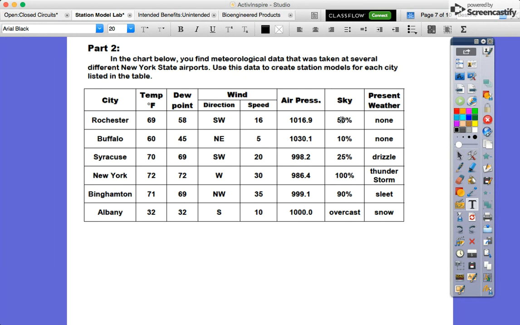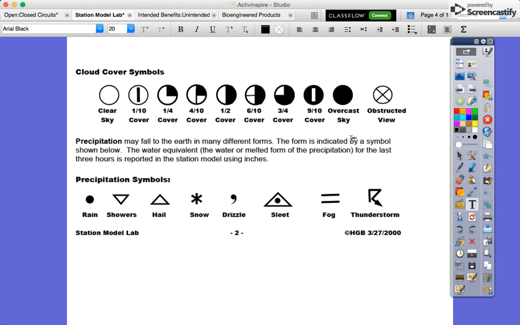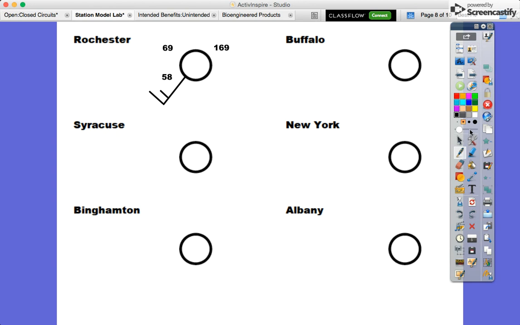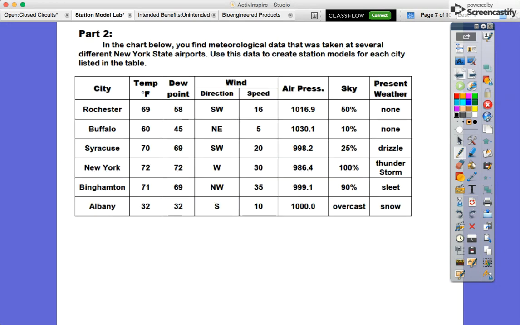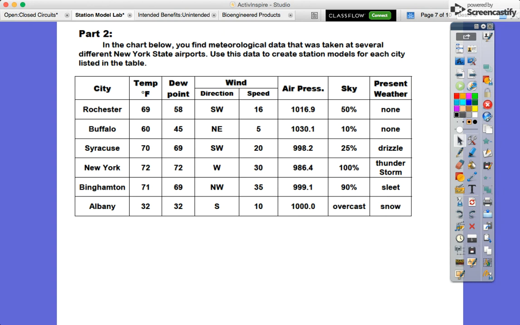And then the sky is 50% covered in clouds, which if we go back over to our cloud cover symbols, we see 50% is half coverage. So we're going to color in half, to show that half of our sky is covered in clouds. And then the last thing we're going to look at is the present weather for precipitation, and there is none, so we don't have to draw anything for the precipitation symbols. And that is what you're going to do for part 2.